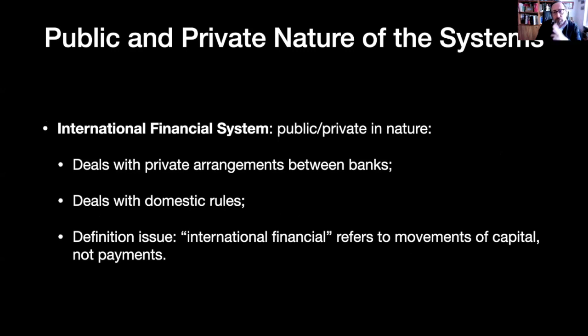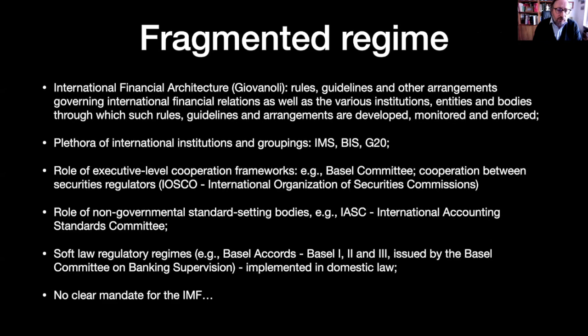Now, the financial system is both public and private in nature because there's obviously public regulation. It deals with these arrangements between banks, acting without any iure imperii. It deals with domestic rules, so not international law, but really domestic rules. And it refers to movements of capital, but not payments. So payments are considered to be a matter of the international monetary system, payments of real transactions, so transactions in goods and services. Movements of capital, on the other hand, are considered to be under the province of the international financial system.